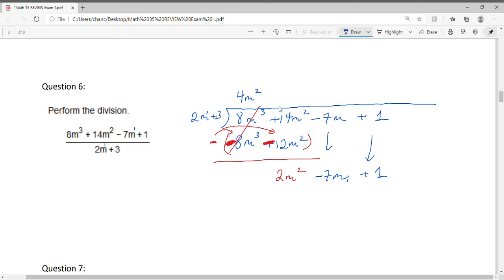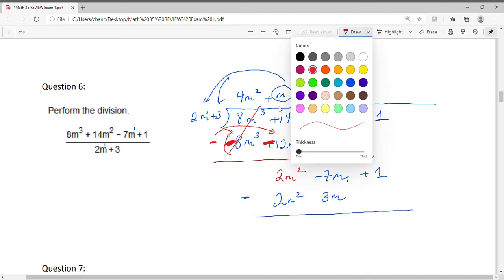And we'll repeat the process. 2m times what gives us 2m squared? That's going to be m. So 2m times m gives us 2m squared. Then I'll have to distribute this to our divisor again. 2m times m is 2m squared. 2m times 3 is 3m. And then I'm going to subtract.